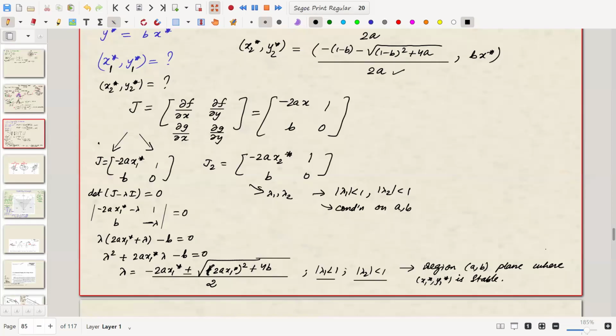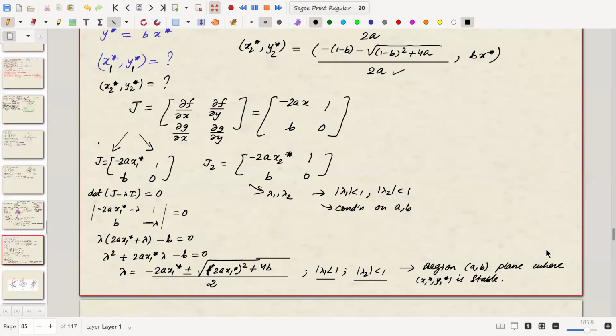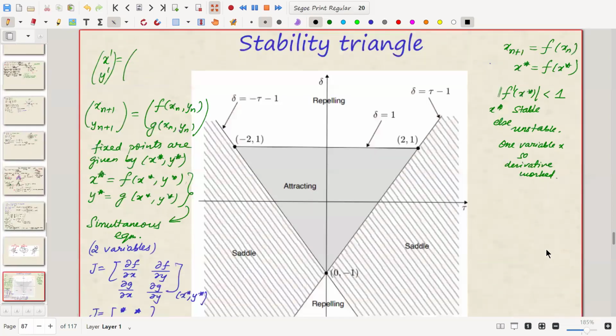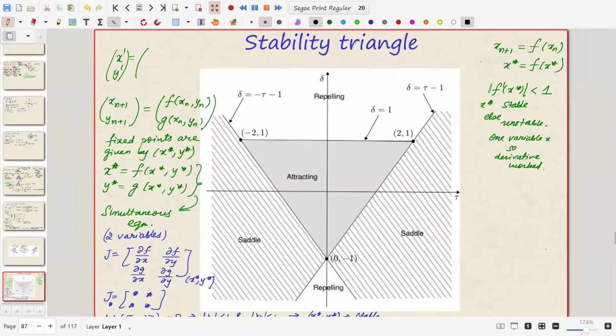We know that stability depends on the eigenvalues. Mod lambda 1 should be less than 1 and mod lambda 2 should be less than 1. But there is another way out. That's where I showed you this picture right here. Instead of computing eigenvalues, just compute the trace and determinant of the Jacobian matrix.